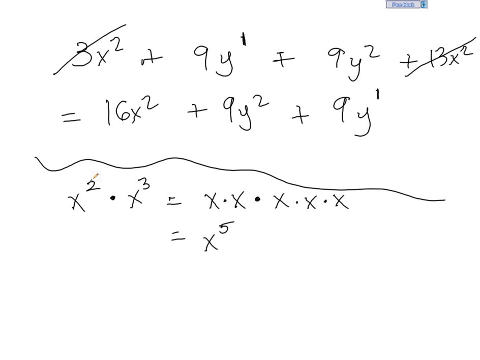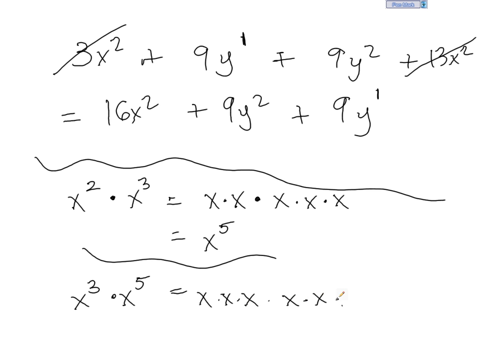So notice what really happened. Because the bases were the same, the exponents ended up getting added together. This doesn't really matter to what extent you go. It could be x to the third times x to the fifth. And if you went through the same process, x to the third means x multiplied by itself 3 times. X to the fifth means x multiplied by itself 5 times. So in total, how many times is x being multiplied by itself? Well, the answer is 8.